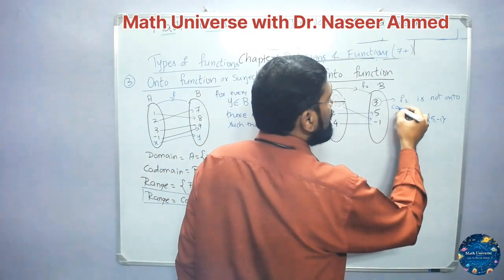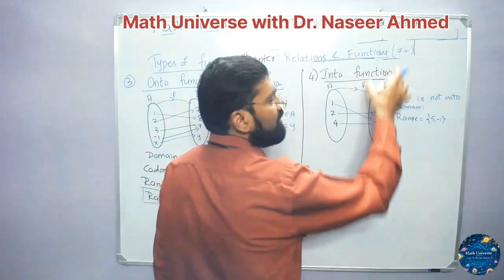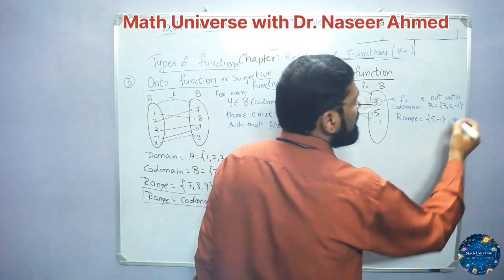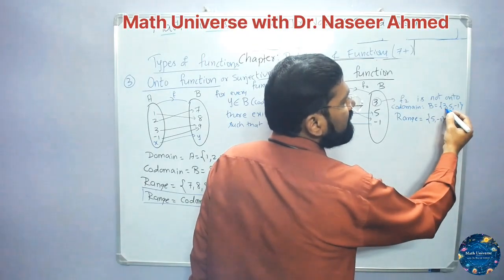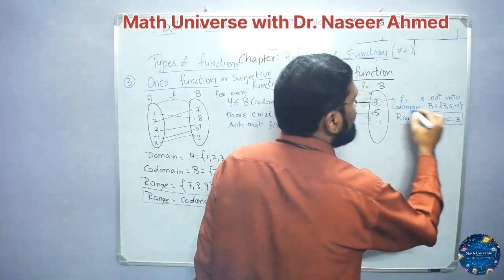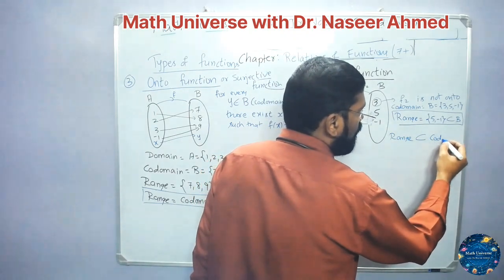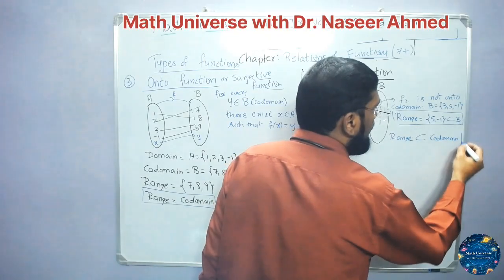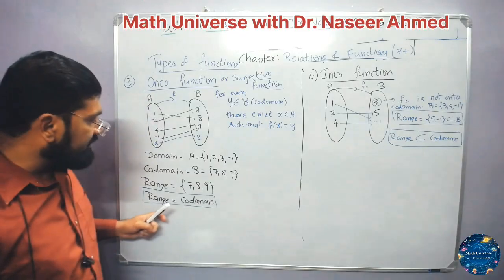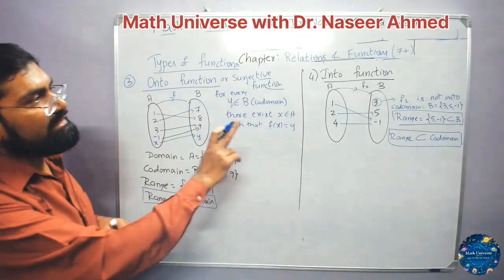Codomain, you see, what is the codomain of this problem? The entire second set B, and it is 3, 5, -1. So 5 and -1 are contained here. 3 is an extra term, so this is a subset of B. So whenever the range is a subset of the codomain, then it is into. For onto, range is equal to codomain. Understand this carefully. Okay, so that is an into function.